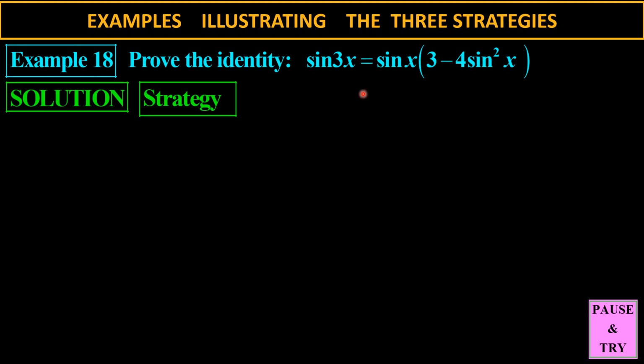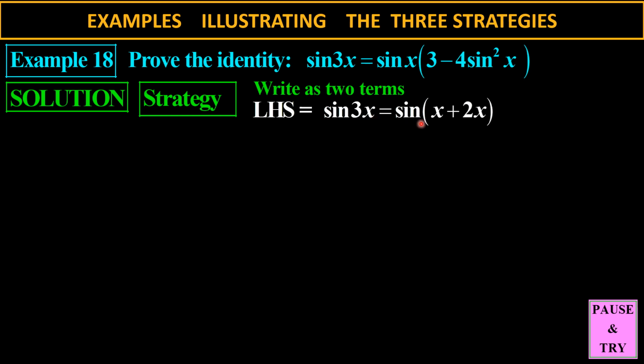We have this 3x, and we don't want a 3x; the new expression needs to be in terms of x. Now, how can we introduce the x there? We split up the 3x into x plus 2x, because later this 2x, I can break it down again.